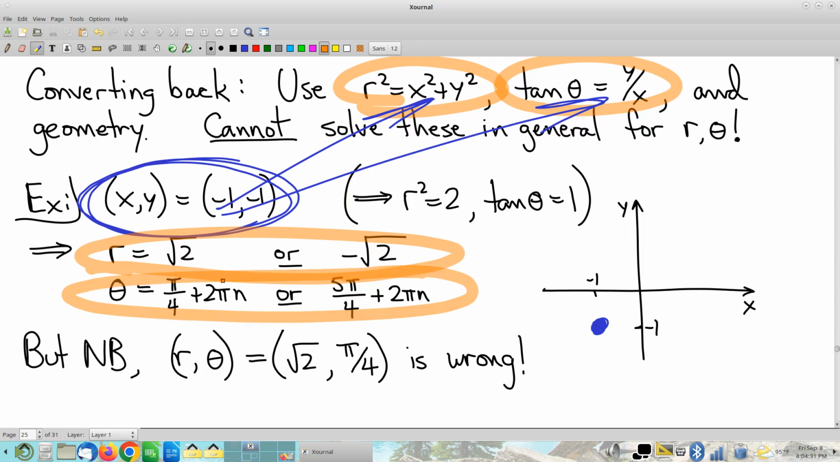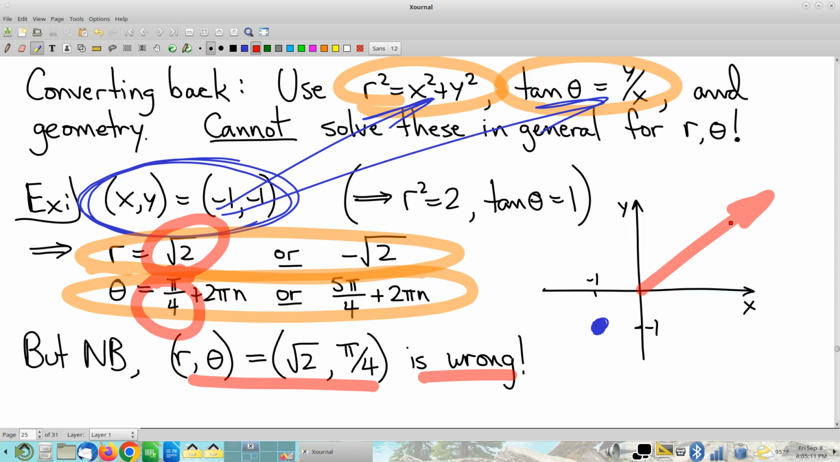Now where students will make a mistake is they'll say, okay, I don't want to do anything fancy like going multiple times around, so let me just pick the basic values. I'm going to pick r to be positive square root of 2, and I'm going to pick theta to be pi over 4. I've got a bunch of choices, so let me just pick the easy ones, declare victory, and move on down the road. And that's wrong. Wrong, because think through the geometry. Theta is pi over 4, goes that way.